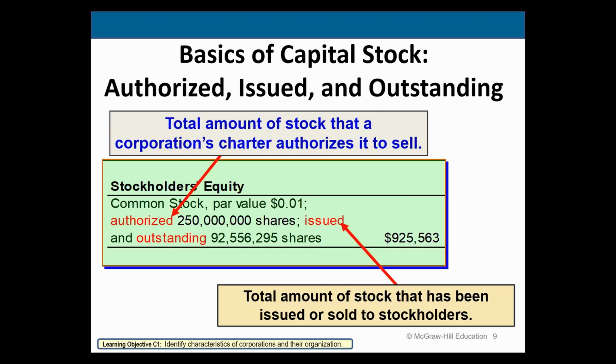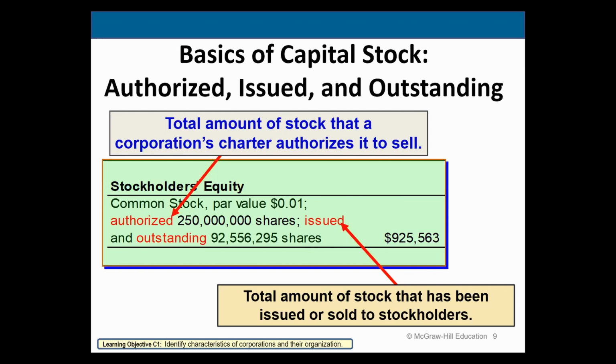Issued stock is the total amount that has been sold to stockholders. Usually they'll use an agent in order to sell it, and then it's usually sold on the stock exchange, unless it's a privately held company, then they could sell it themselves. Now, outstanding stock refers to the issued stock that is held by stockholders.